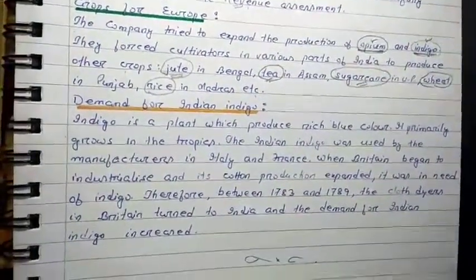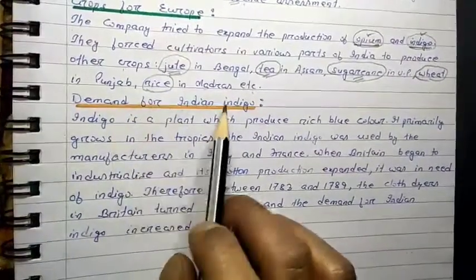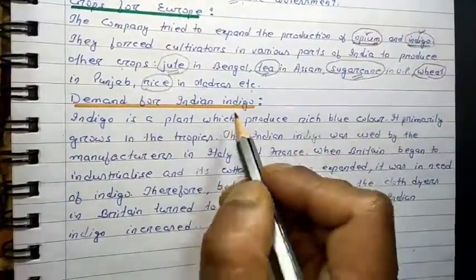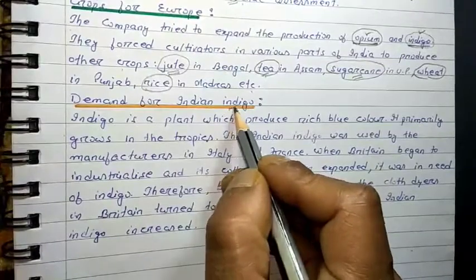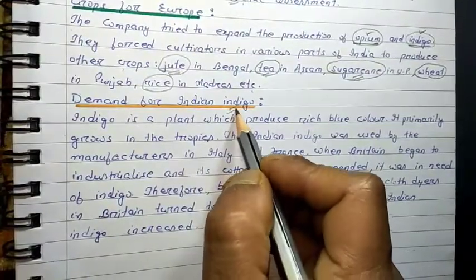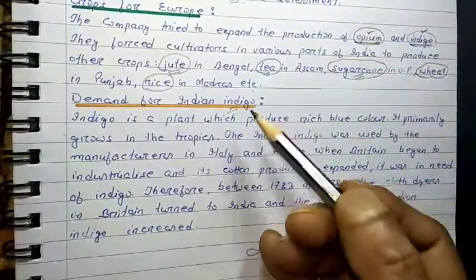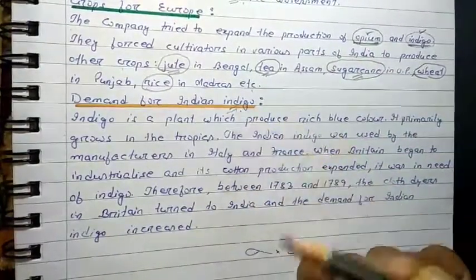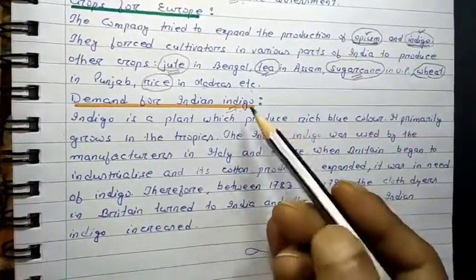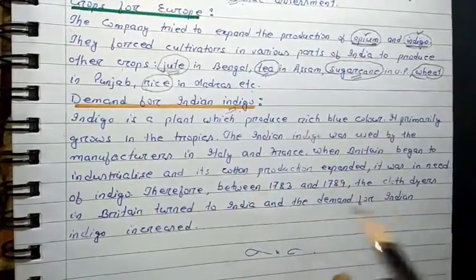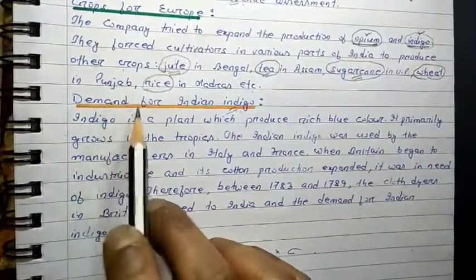Now, the last part for today's video is demand for Indian indigo. As I already told you, I shall be explaining in detail the production of indigo, the different processes or systems involved in indigo production, and the different problems created because of it in our next video. Here it is given: demand for Indian indigo.